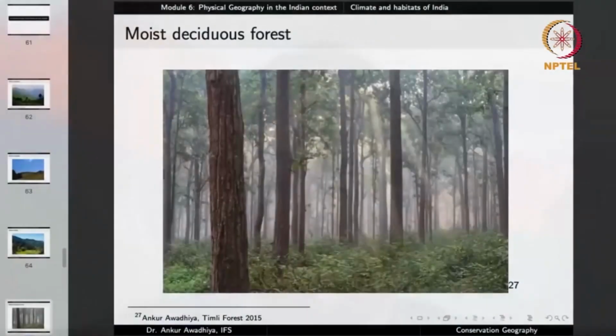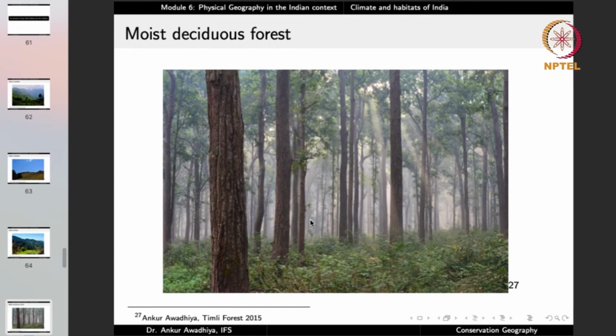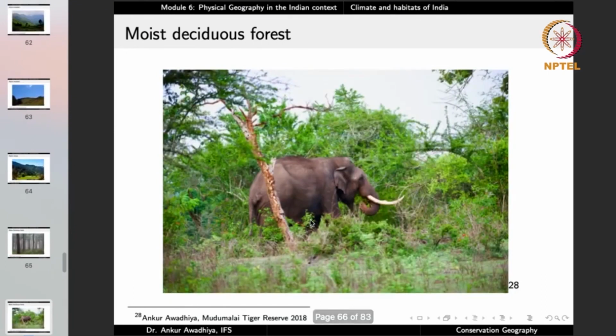In the case of dry deciduous forest, you'll observe that it's a very dry condition. This is a teak forest in Madhya Pradesh. And you can observe that these trees have shed a majority of their leaves. The ground is just covered with leaves. So this is the adaptation to conserve moisture.